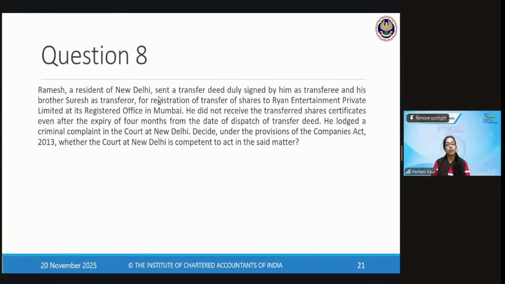Ramesh is a resident of New Delhi. He has sent a transfer deed duly signed by him as the transferor to his brother Suresh for transfer of shares of Rayan International Entertainment Limited. He did not receive the transferred shares even after the expiry of 4 months from the date of dispatch of the transfer deed. He lodged a criminal complaint in the court. Discuss whether the New Delhi court is competent to act in this matter.